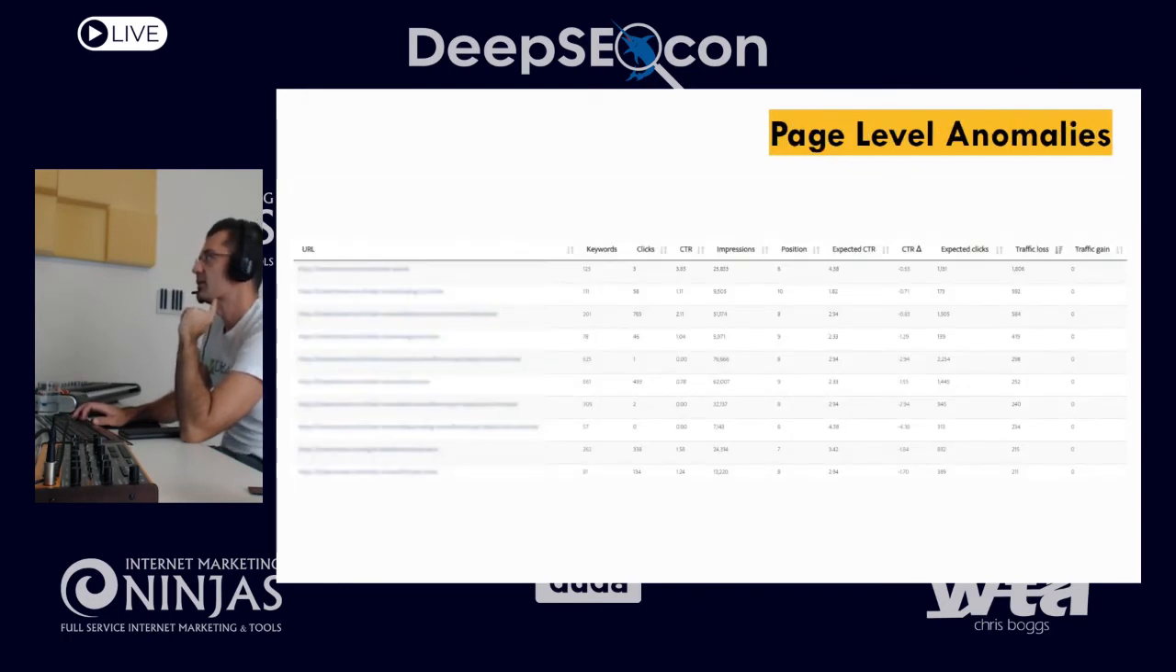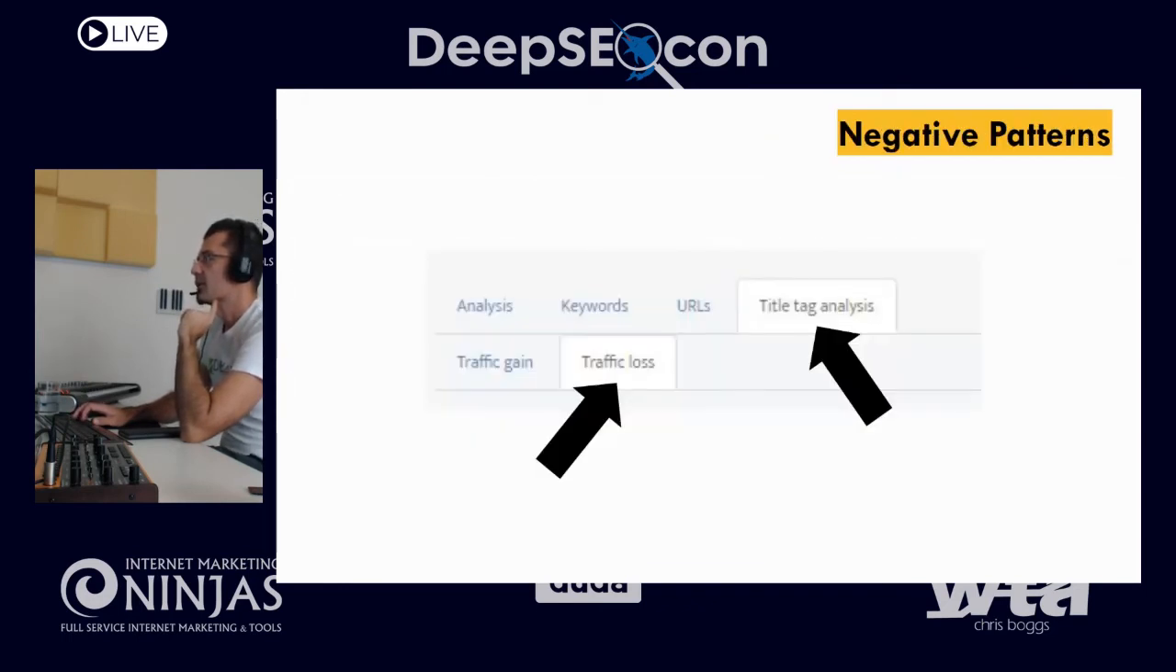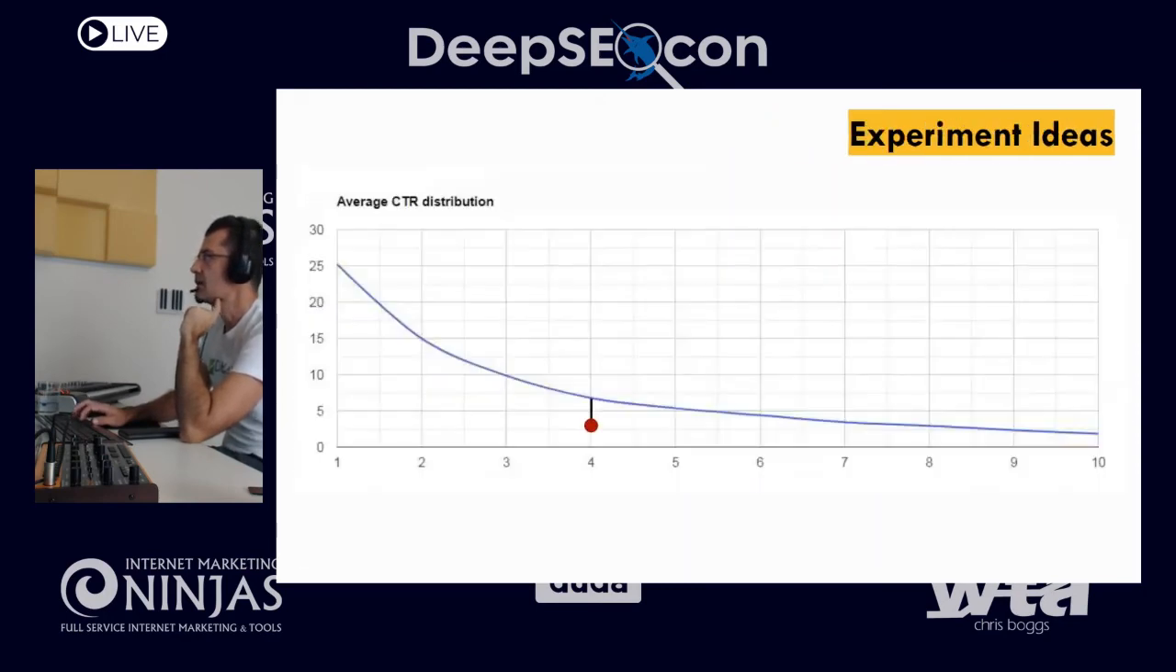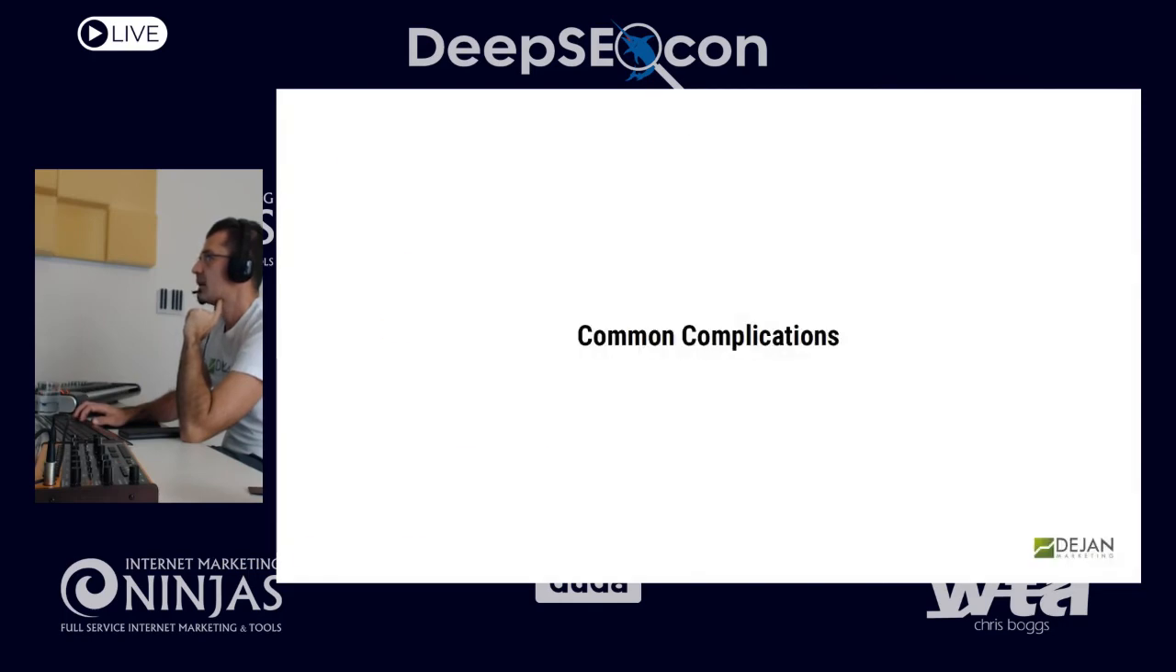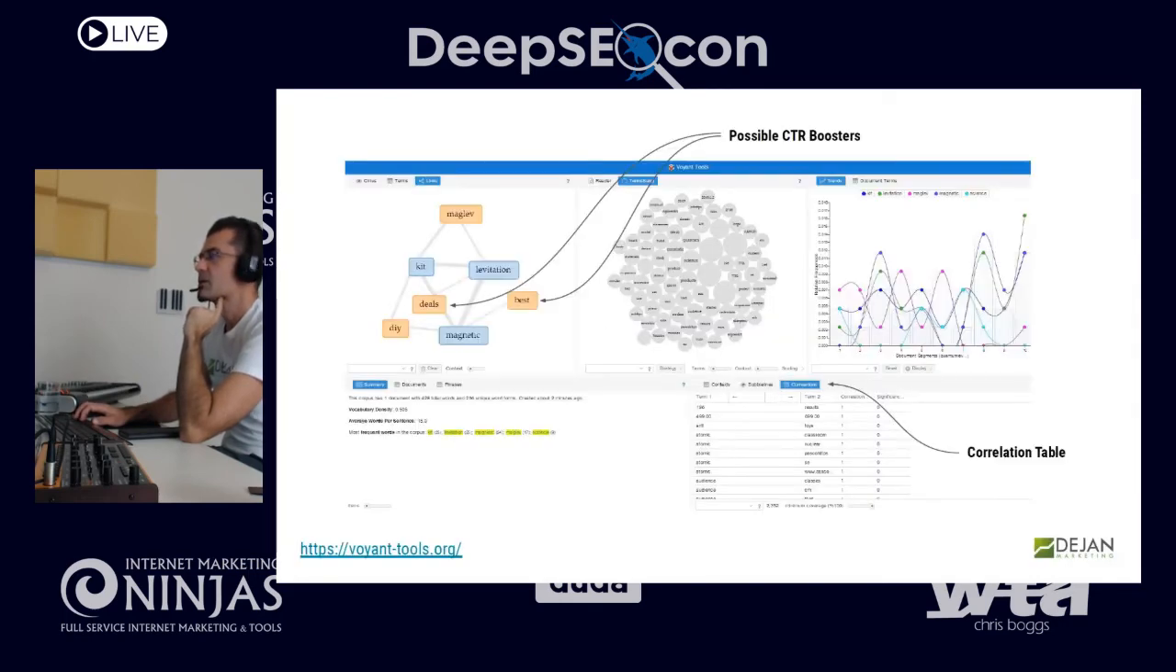So we're looking for page level anomalies now. We're running our title tag analysis for any traffic losses and gains. We're interested in gains as much as losses. If you remember, we talked about this part a little bit earlier. So this is one way of detecting those anomalies without writing special scripts for your own stuff.